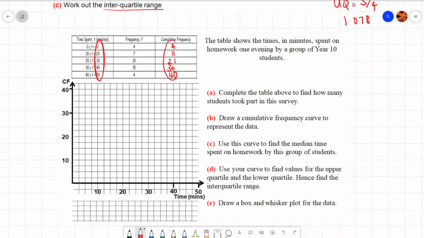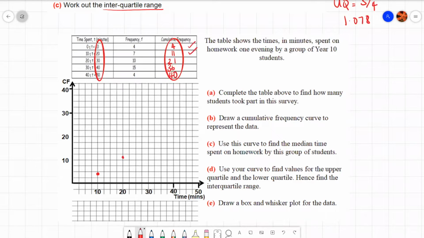So 10 against 4. Let's figure out what these are going up in. We've got 1, 2, 3, 4, so it's going up in 2.5s, isn't it? So we've got 2.5, that's going to be 5. So 4 is going to be around about there. Okay, next one, I've got 20 against 11. Well, 11 is going to be about there.